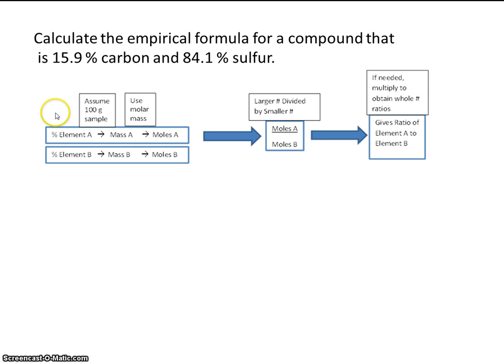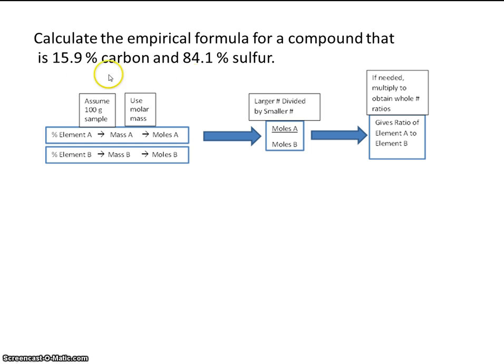So if we start with percents, we have to convert that to mass, then convert that to moles, and then we divide the larger number by the smaller number, and that establishes a ratio. And a ratio is what the empirical formula is.